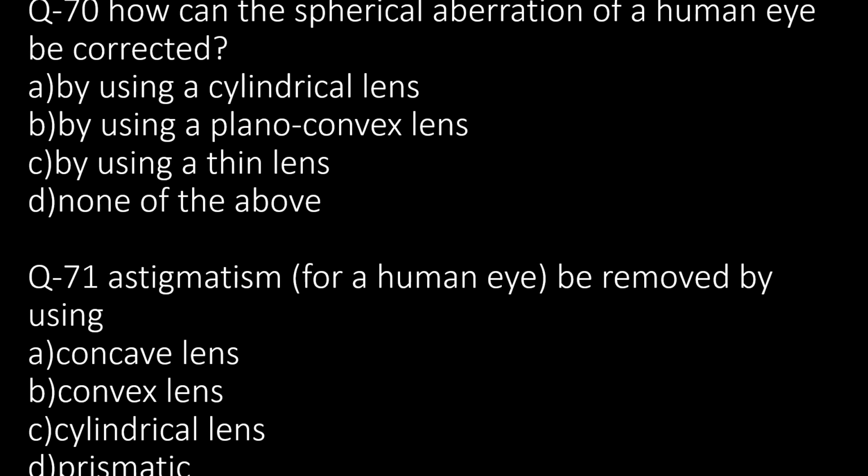Our next question is how can the spherical aberration of a human eye be corrected? And the right answer is option B, by using a plano convex lens. Our next question is astigmatism can be removed by using, and the right answer is option C, cylindrical lens.